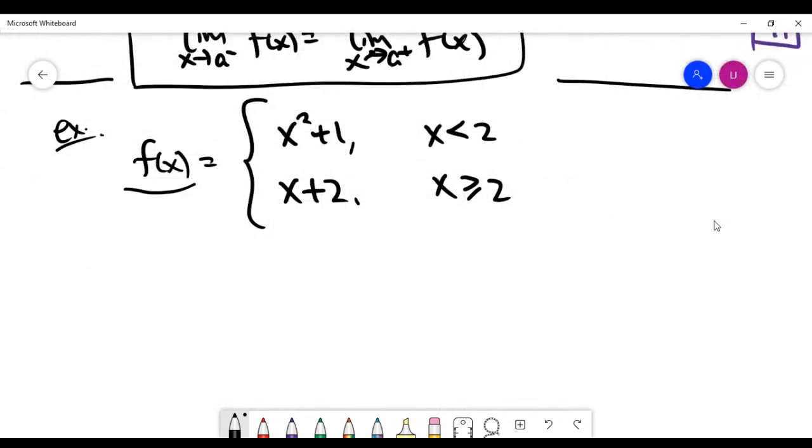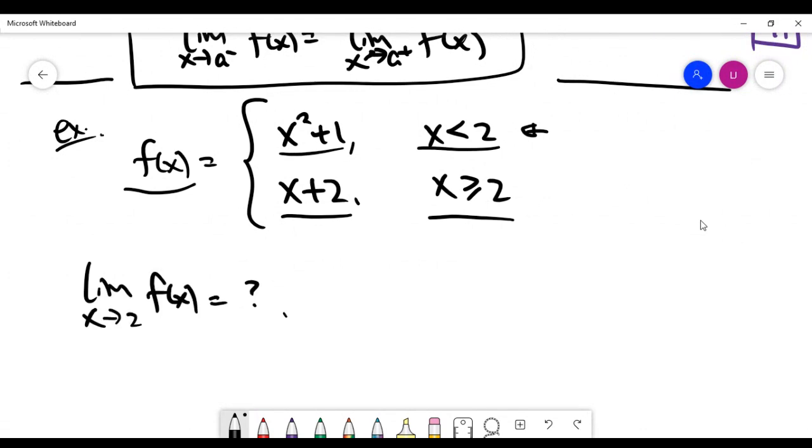It means the function takes two different forms depending on the value of x. When x is less than 2, for example if you choose x equals 1.5, the expression of f of x is x squared plus 1. And similarly, if you choose x equals 10, which is of course bigger than 2, then the expression of f becomes x plus 2. So now I can ask you, what is the limit as x approaches 2?